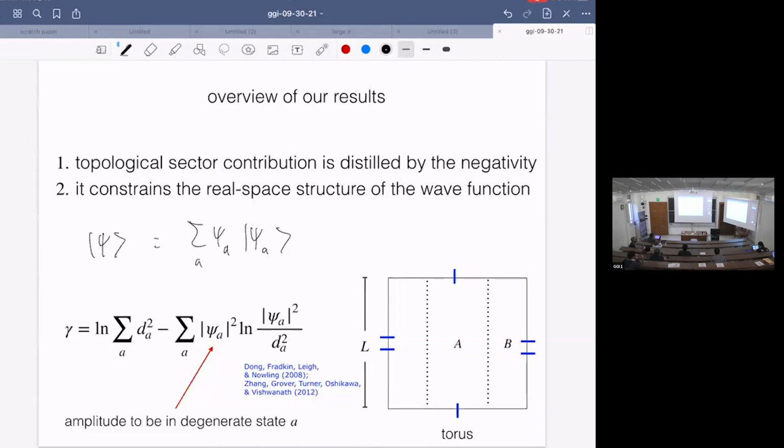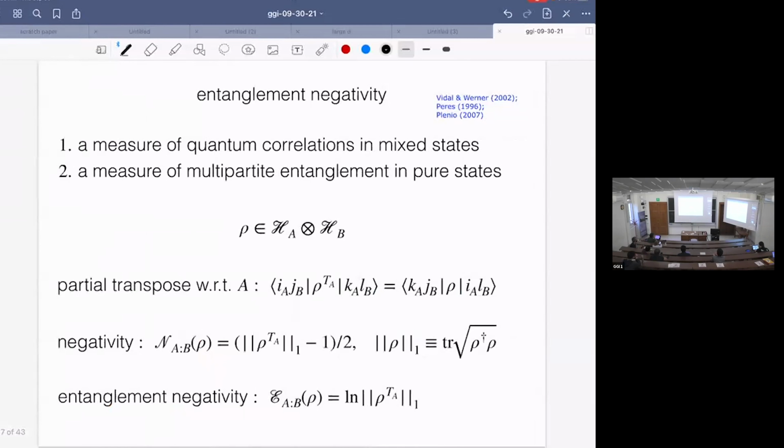Other questions? No. Okay. All right, so let's now start to get into it. Let me define for you some of these quantities. I know these were defined, I think, earlier in Shinsei's talk. So the entanglement negativity: what is this thing? It's a measure of quantum correlations in mixed states, and on the other hand, you can alternately think about it as a measure of multipartite entanglement in pure states. By multipartite, I really mean 3 or more subsystems.